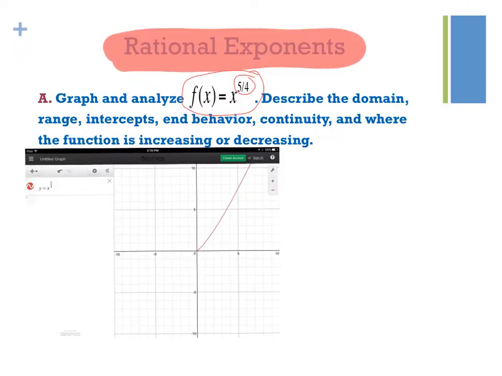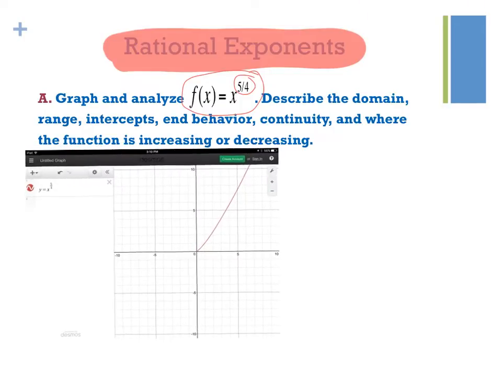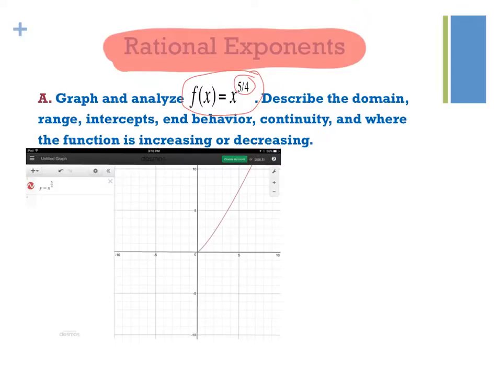Now that I have copied and pasted that graph, you can see that you have the function y equals x to the 5/4. And what we need to do is analyze its domain, range, intercepts, and behavior, continuity, and where the function is increasing and decreasing.